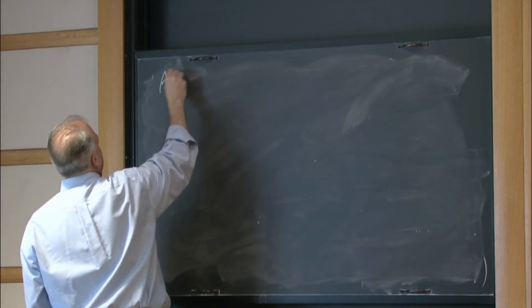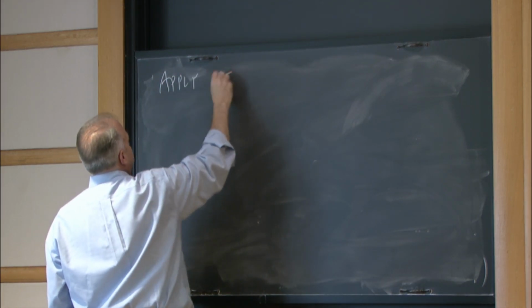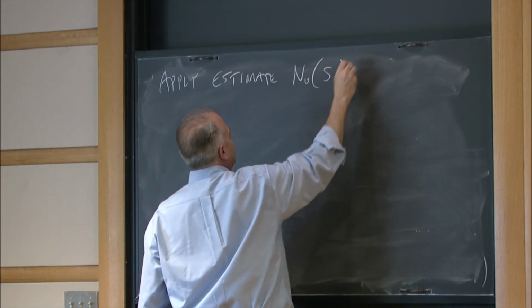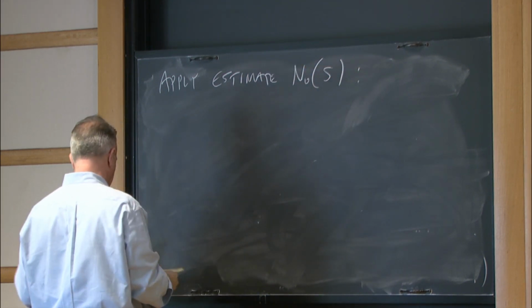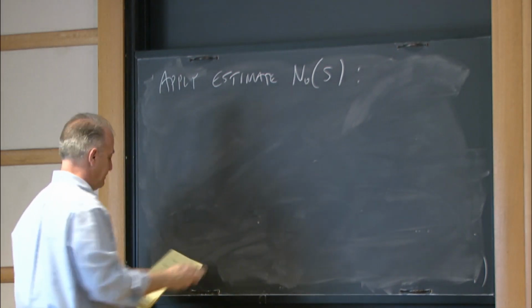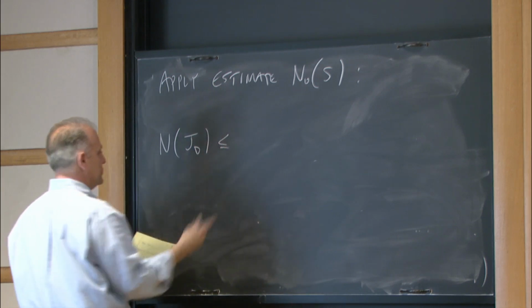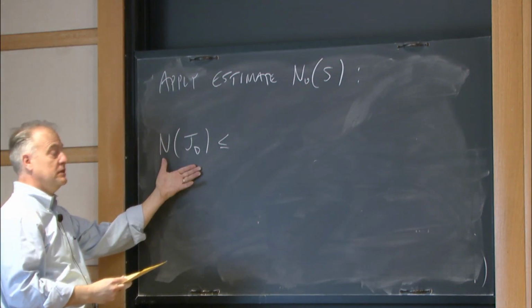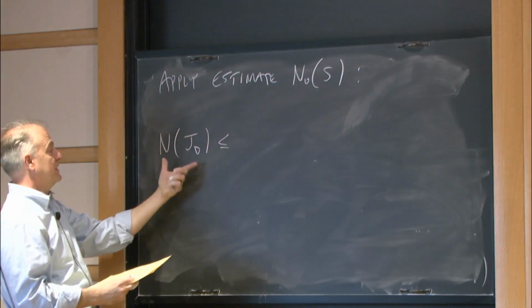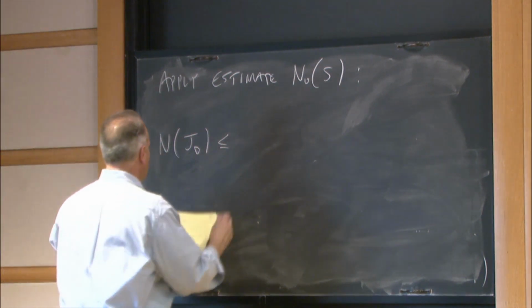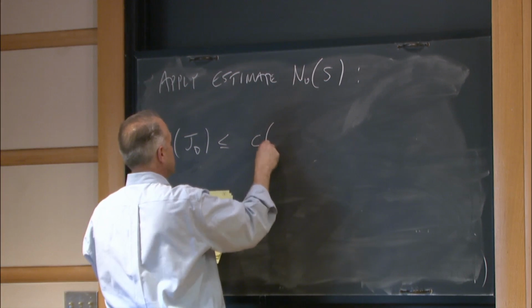So you apply this estimate for the number of negative eigenvalues. And what you get is the number of negative eigenvalues of your Jacobi operator. So this will be the index plus the number of non-positive eigenvalues, so that includes the index and the nullity, all right? And it's going to be less than or equal to some constant.